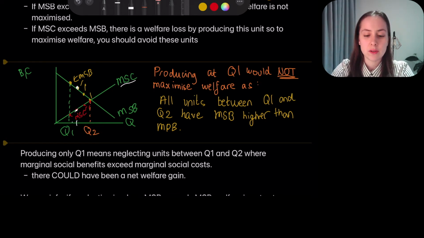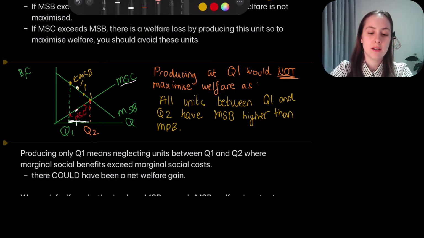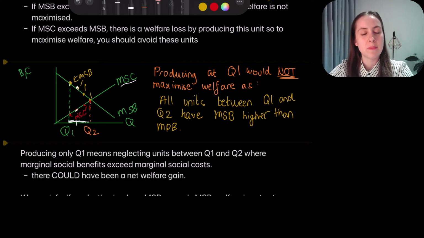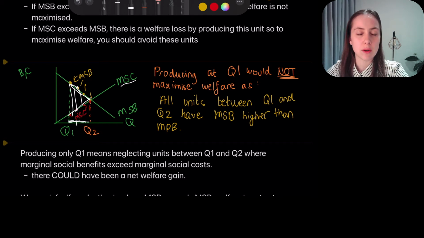And you can see that's true for all the units in this example between Q1 and Q2. All of these units had benefits to society that were higher than the costs of these units. Therefore, all of these could have added this much welfare if they were produced.